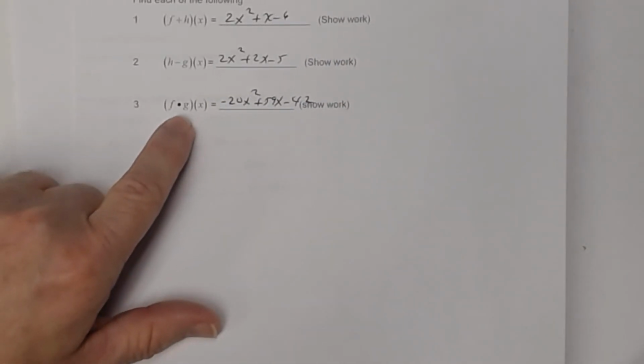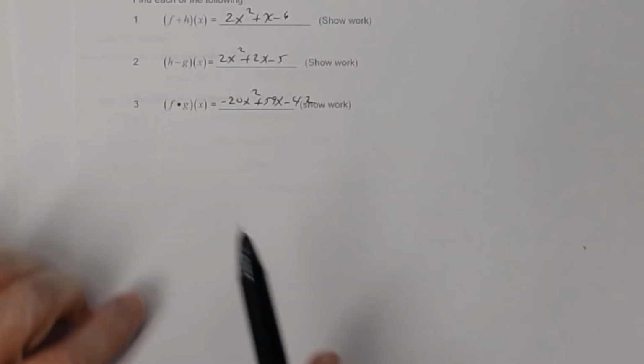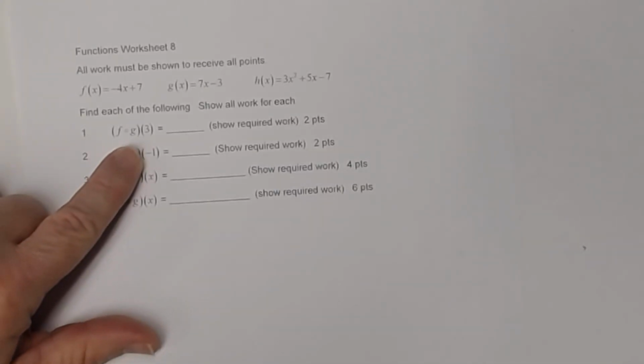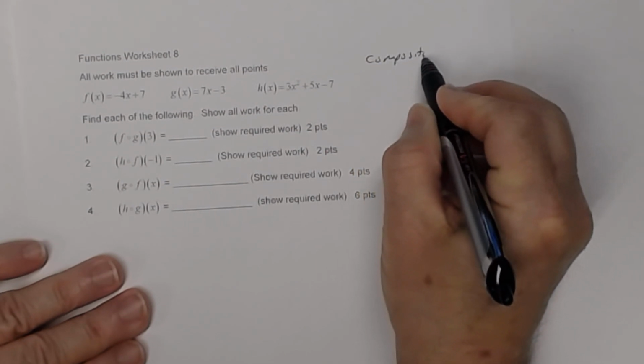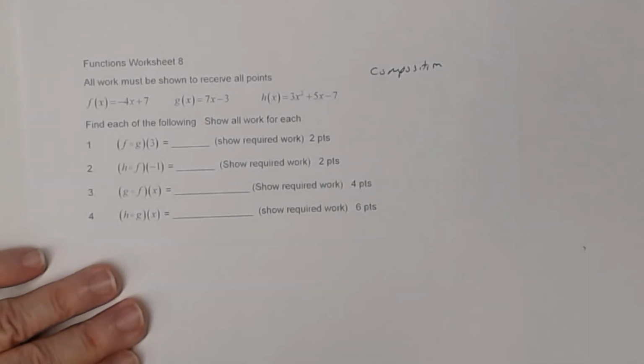Now notice this is an open circle. This is a closed circle. So remember, closed circle means multiplication. So this is multiplication right here. This is composition. Okay? So you're composing functions.